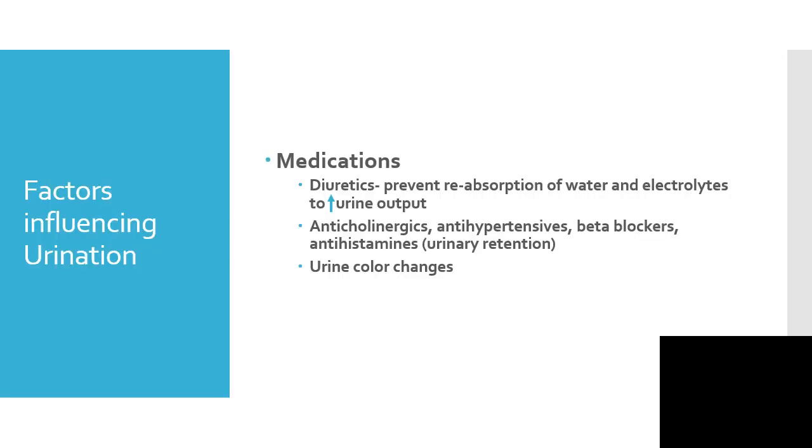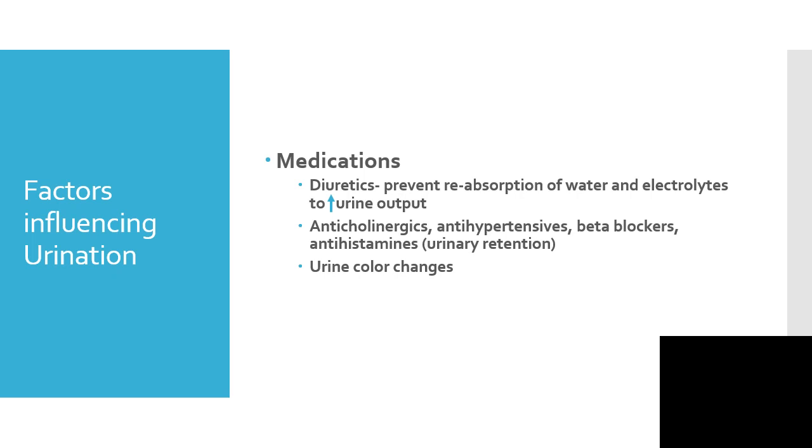Medications can be big factors influencing urination. Diuretics prevent the reabsorption of water and electrolytes to increase urine output and are often used for blood pressure regulation. Some examples of diuretics include thiazide diuretics like chlorothiazide, loop diuretics like furosemide, also called Lasix. Then our potassium-sparing diuretics like spironolactone.